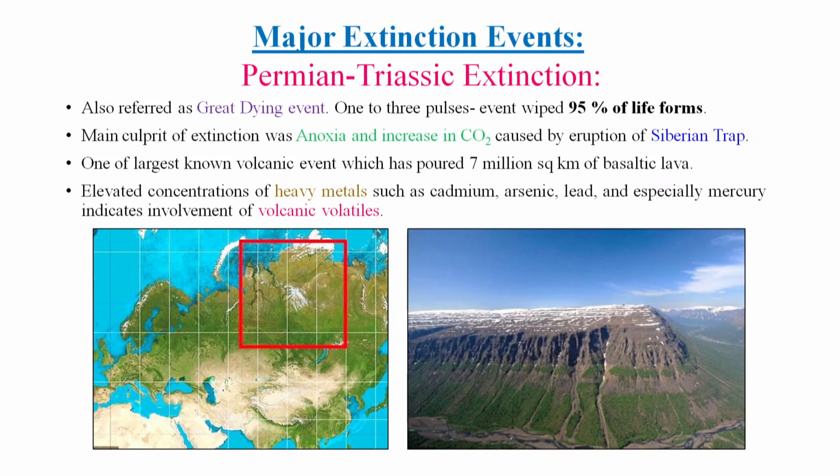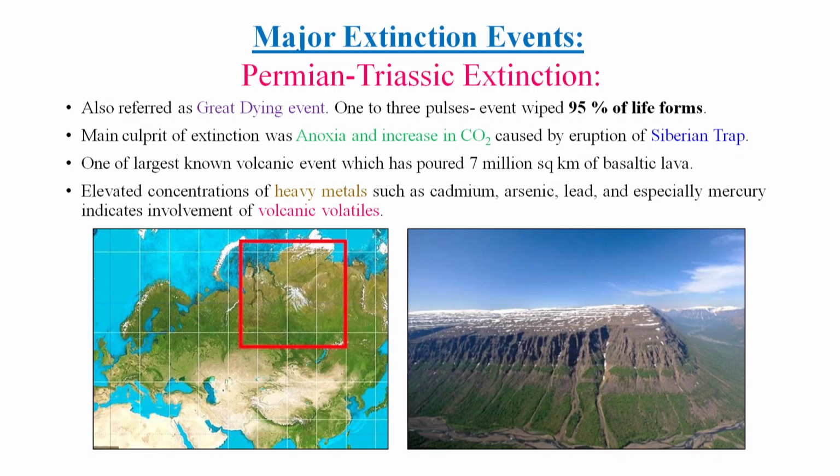Now it is obviously a trap, of a kind that you can see. It was one of the largest known volcanic events, which poured more than 7 million square kilometers of basaltic lava. Whatever you see in Siberia mostly are trap basalts. So obviously it is evidence that there was a large volcanic event which poured more than 7 million square kilometers of lava. Elevated concentrations of heavy metals such as cadmium, arsenic, lead and especially mercury indicate the involvement of volcanic volatiles.